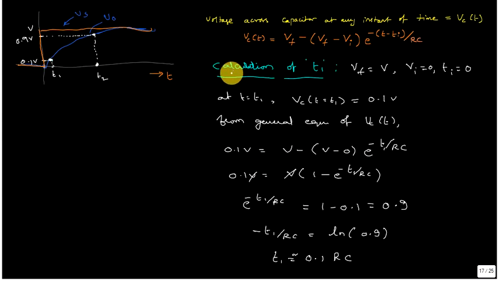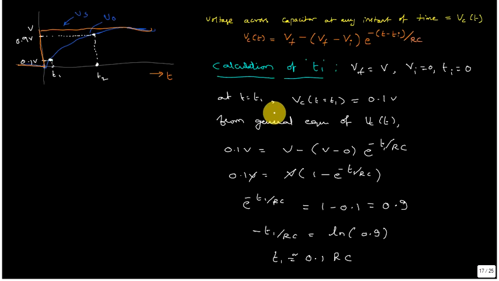The calculation of T1 can be done if you know the equation. The voltage across the capacitor at any instant of time can be calculated using this relation, which we already discussed many times. In this, what we require is Vf, Vi and Ti. RC is nothing but the circuit time constant. For the given R and C values, you can calculate RC.